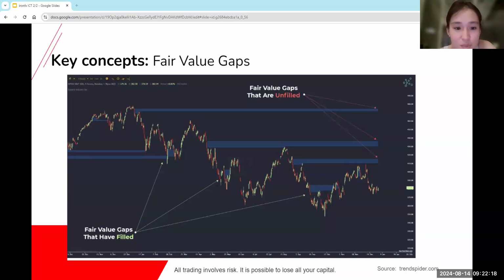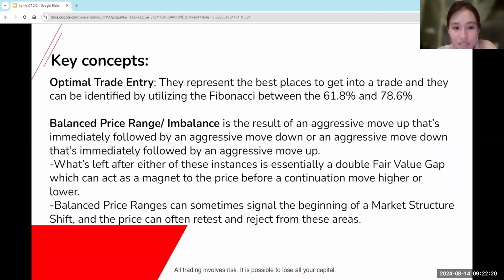Okay, let's move on. So the next key concept here is optimal trade entry, and we'll talk about Fibonacci in a bit. If you're unfamiliar with it, we will go through it in a bit. But basically, according to the ICT trading strategy, the best place to get into a trade can be identified by utilizing the Fibonacci between the 61.8 and 78.6 level. Okay, that's pretty straightforward.